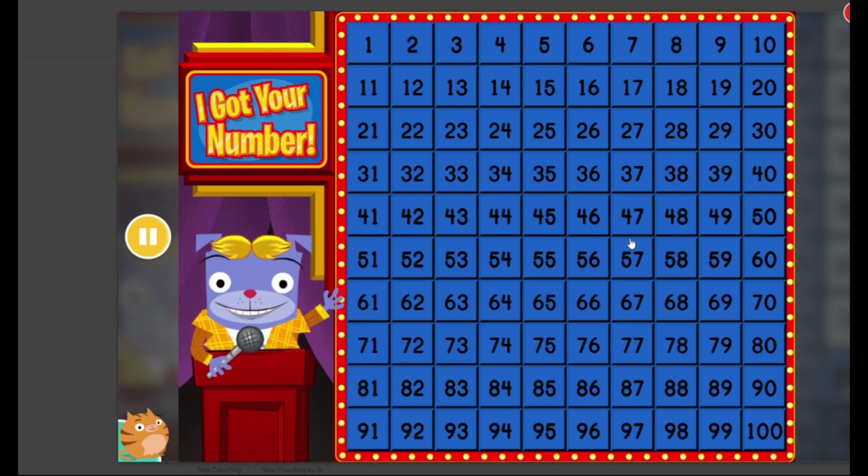It's time for I Got Your Number, the game show that's all about the hundreds check. I'm your host, Gary Greyhound. Find mystery numbers based on each clue. Ready? Count by twos, starting with the number 82.